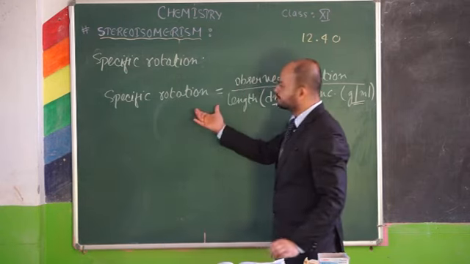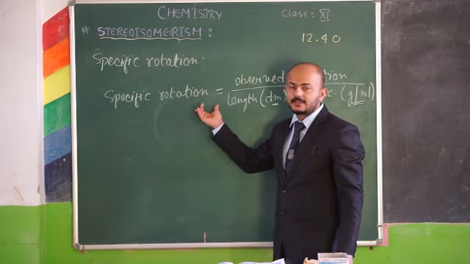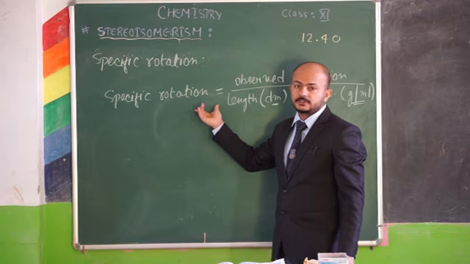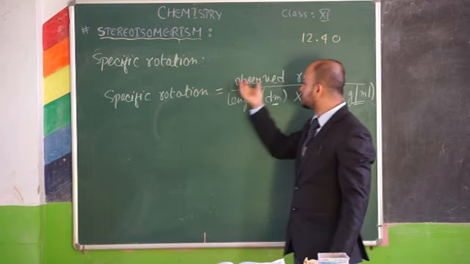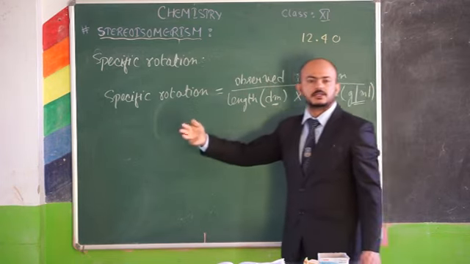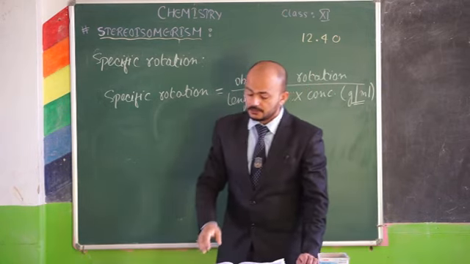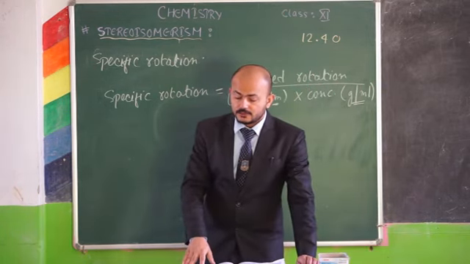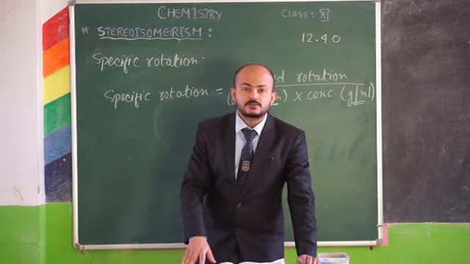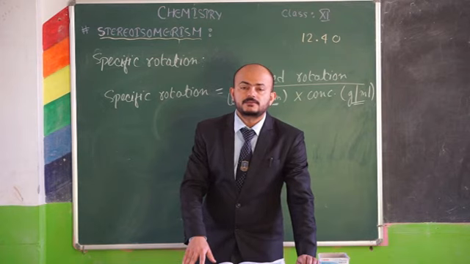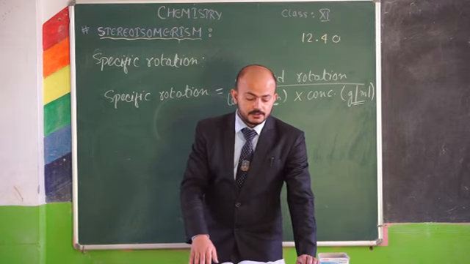From this expression, you will be getting a numerical, and on page number 12.43, you have some solved numericals. It's very simple. Out of these 4 quantities, 3 will be given. The 4th one you can easily calculate. Please go through the numerical problems which have been solved on page number 12.43 and try to solve the next 3 problems which are given on page number 12.44.